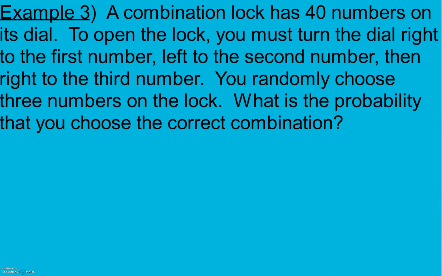In example 3 here, a combination lock has 40 numbers on its dial. To open the lock, you must turn the dial right to the first number, left to the second number, then right to the third number. You randomly choose 3 numbers on the lock. What is the probability that you choose the correct combination? Remember that probability is the number of things that we want, or successes, or favorable outcomes, compared to all of the possibilities.